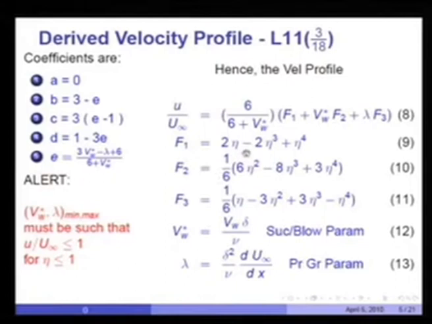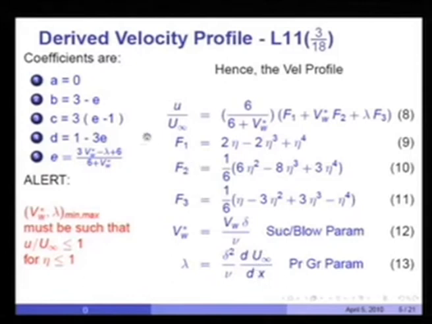f1 is simply 2 eta minus 2 eta cube plus eta raised to 4. f2 is this function, f3 is this function. v w star is a dimensionless v w delta by nu. It's a suction and blowing parameter, and lambda is delta squared by nu du infinity by dx, a pressure gradient parameter associated with variation of free stream velocity u infinity with respect to x.